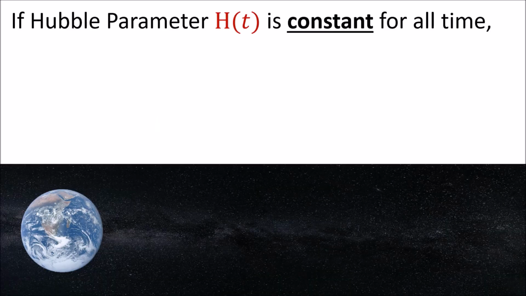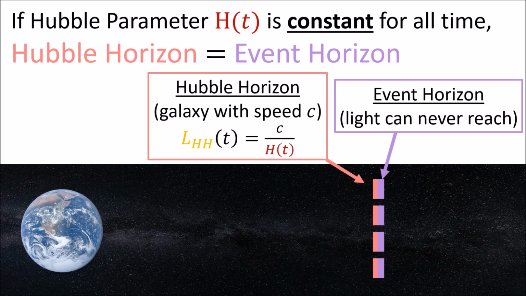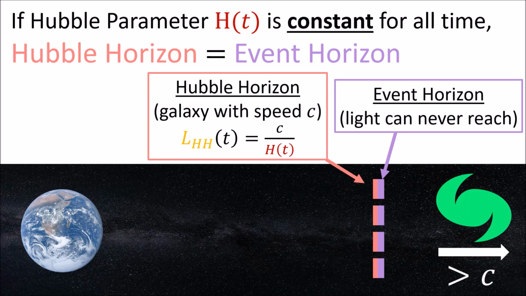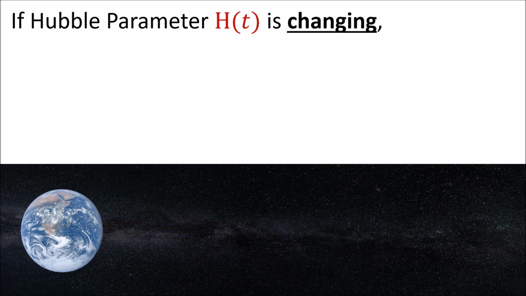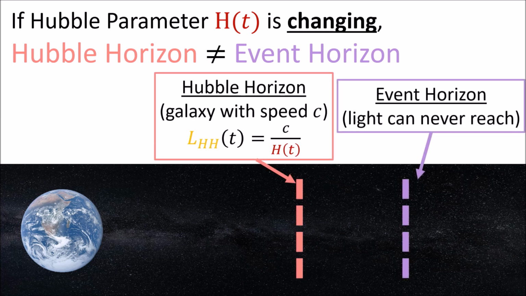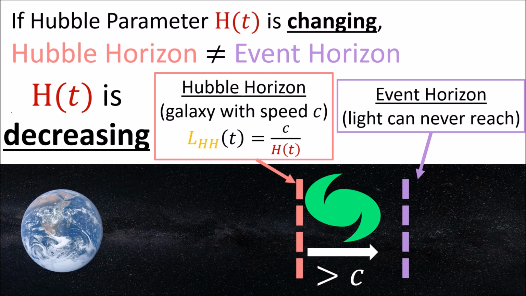If the Hubble parameter were to be truly constant for all time, then the Hubble horizon and event horizon are the same, because anything outside the Hubble horizon is traveling away from Earth faster than light, and so light emitted from Earth will never catch up to it. But if the Hubble parameter is changing, the 2 horizons become separate. Current models show that the Hubble parameter is currently decreasing, which means the Hubble horizon is growing over time.